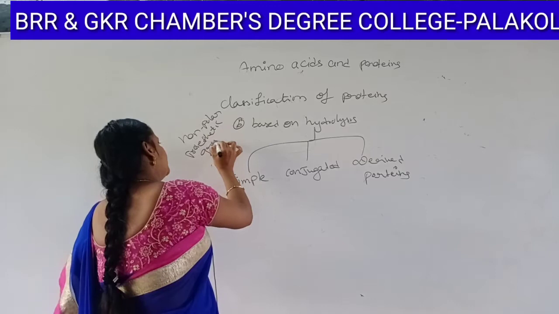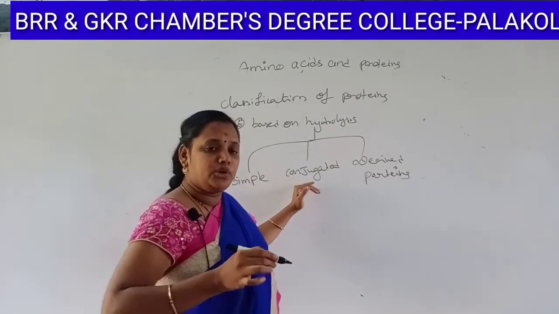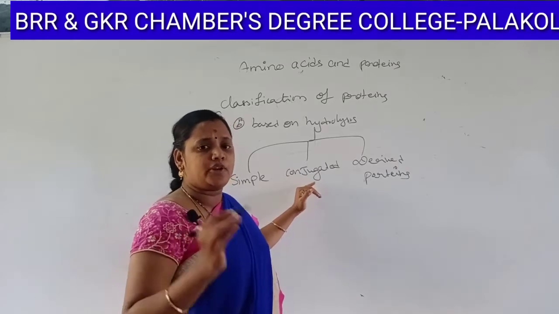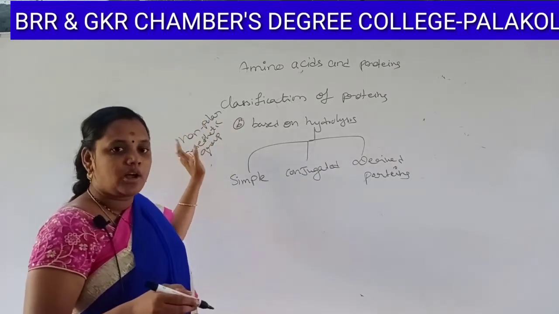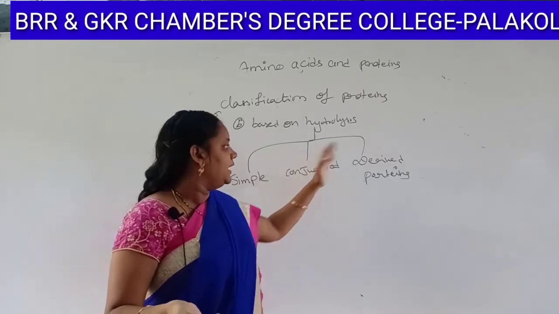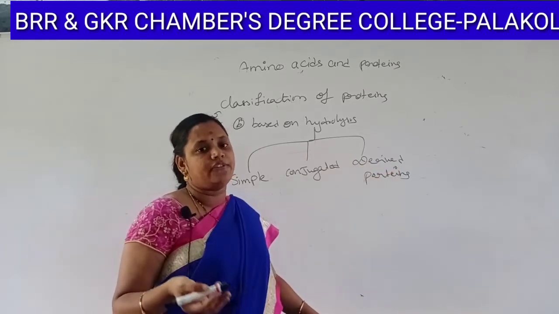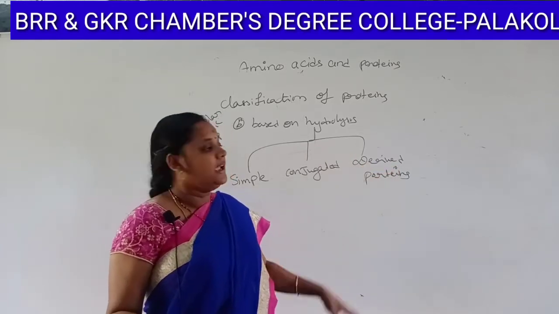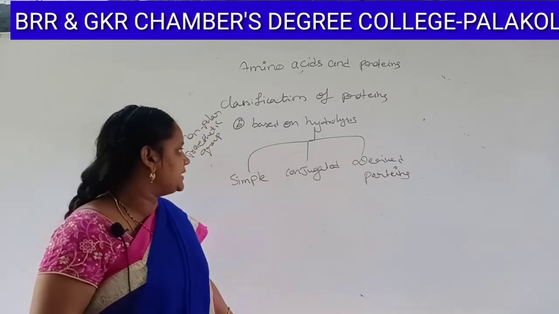Non-polar means, let us remember it as prosthetic group. In the case of conjugated proteins, when we do hydrolysis, along with polar groups, some prosthetic group is also obtained. So along with amino acids, some other products are also obtained. Derived proteins are obtained by the metabolic degradation of higher proteins.